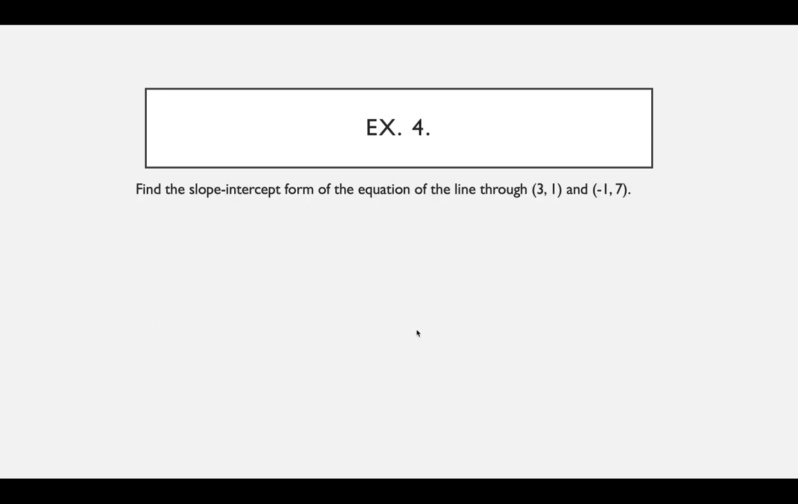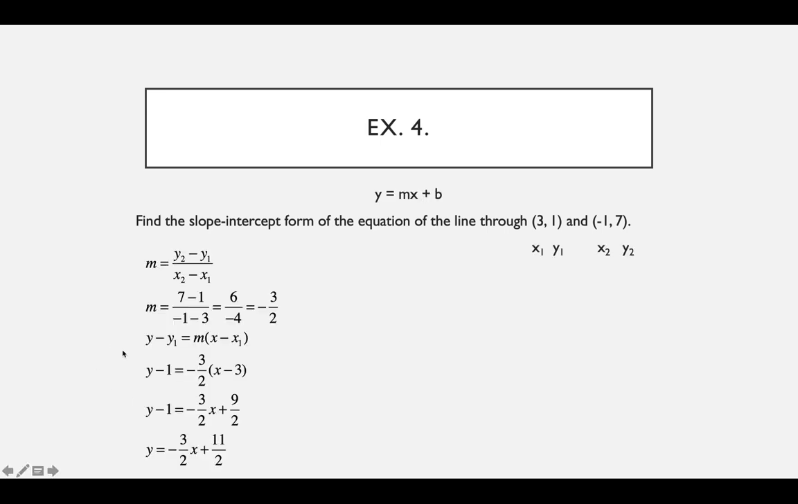Okay, we want to find the slope-intercept form of the equation of the line through (3, 1) and (-1, 7). All right, we need to know the slope. So we're going to figure that out first. And so again, I'm going to take (3, 1) to be x1, y1, and I'm going to take (-1, 7) to be x2, y2. So we're going to have 7 minus 1 over -1 minus 3, and that's going to give us 6 over -4, which reduces to -3/2.